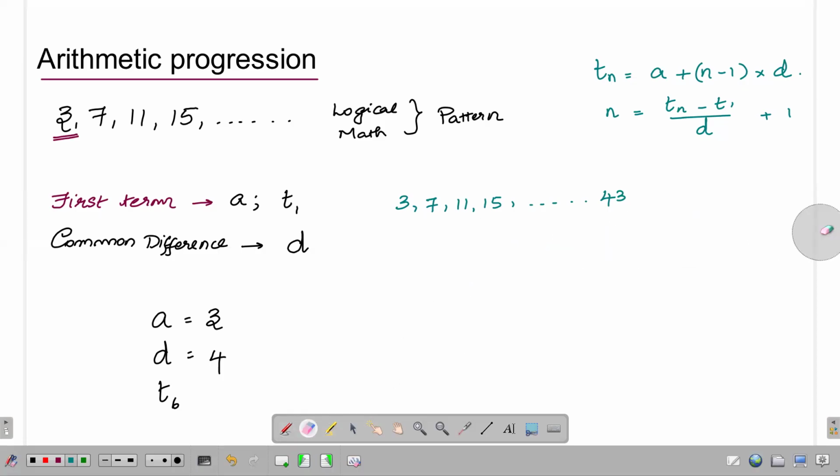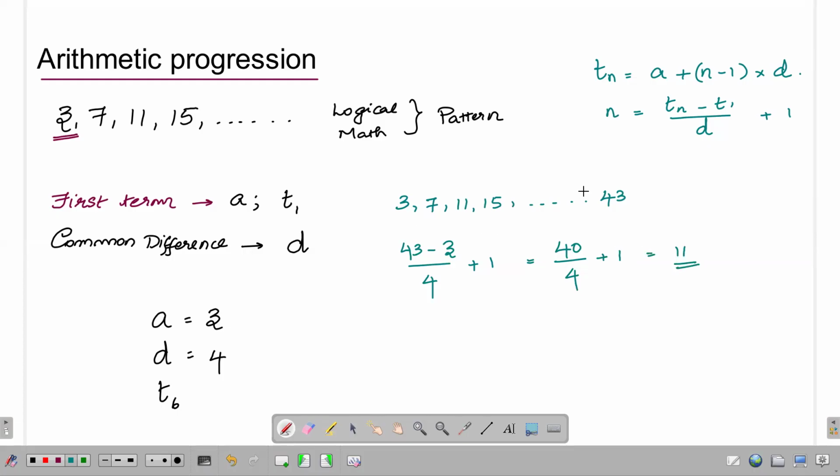One method is you list all the terms and then add them. Fine. Another method is we have to find out how many terms are there in this given progression. So you can say that is last term minus first term upon common difference plus 1. 43 minus 3 is 40, upon 4 plus 1, it is equal to 11.